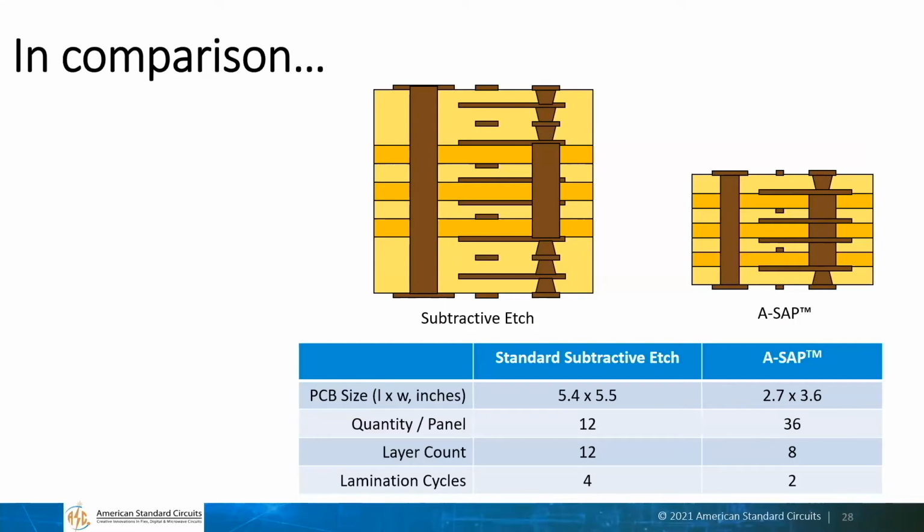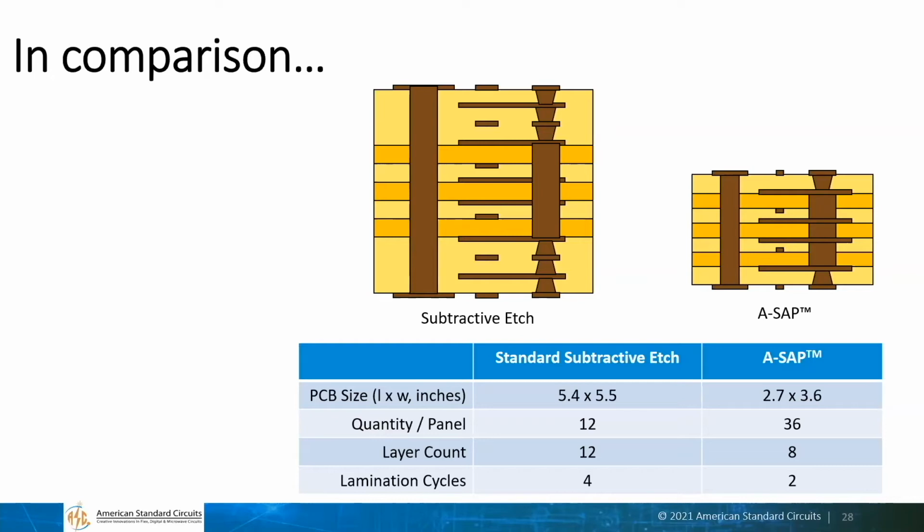This is actually, I think, from a real design that was done, where it started off having 12 layers and 4 lamination cycles. And you can see also the PCB size there in inches, roughly 5.5 by 5.5. And we redesigned it in A-SAP, and it shrunk the size of the board, which increased the number that you could put on a panel from 12 to 36. So you get 3 times as many of these boards on a panel. But the layer count also dropped from 12 to 8.